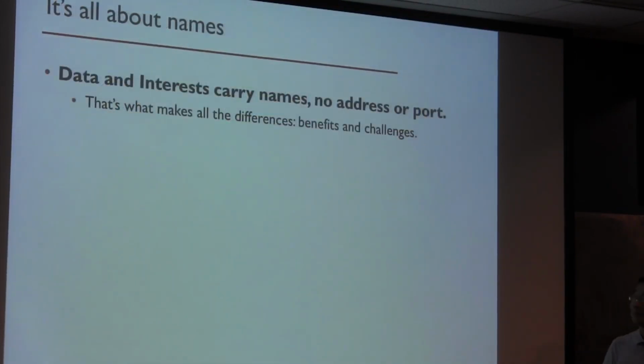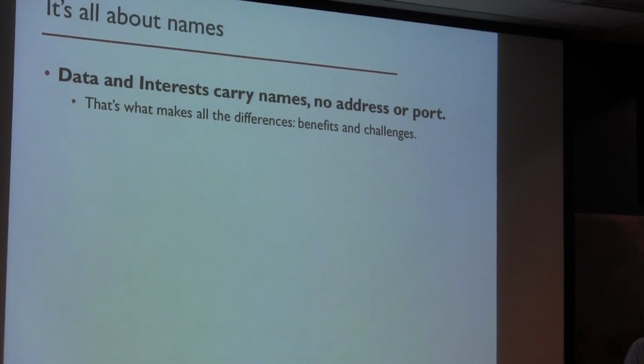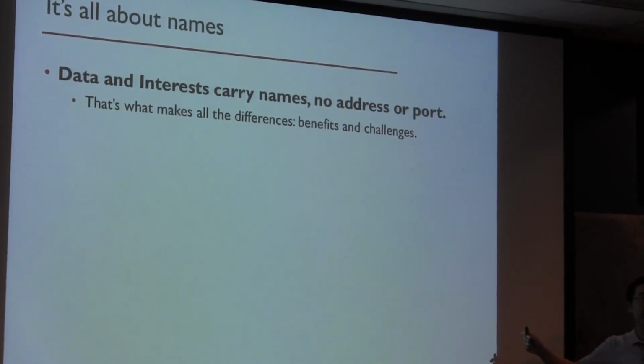So it's all about names, because you've seen the data format. There's no address in it. Data packets and interest packets all have names, but no addresses, no ports. And that makes all the difference in application, security and network operations, because the traditional point-to-point connection concept is no more. If you don't have addresses, how can you talk about connection or point-to-point communication? It's all about the data.